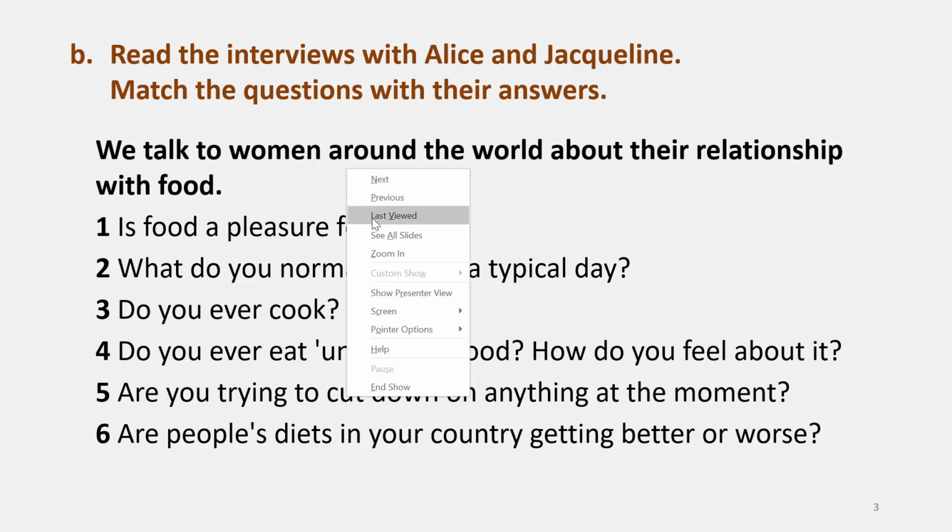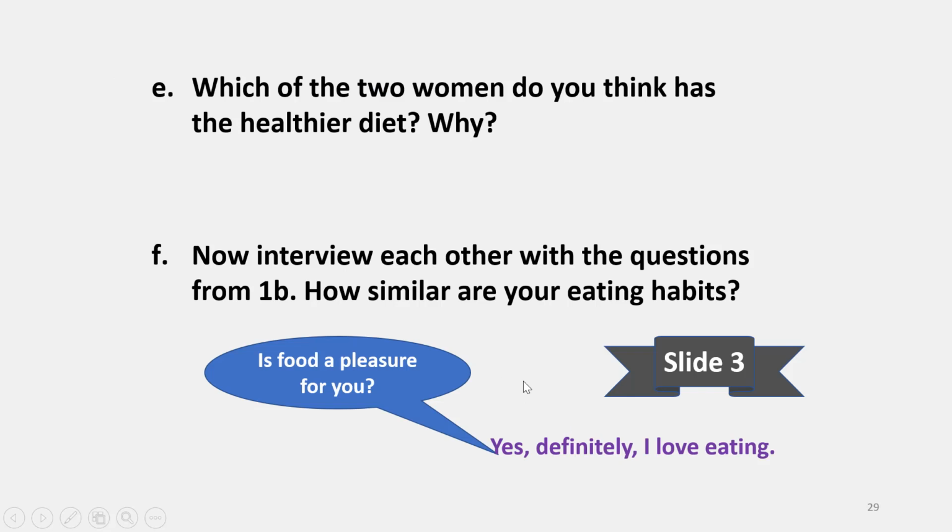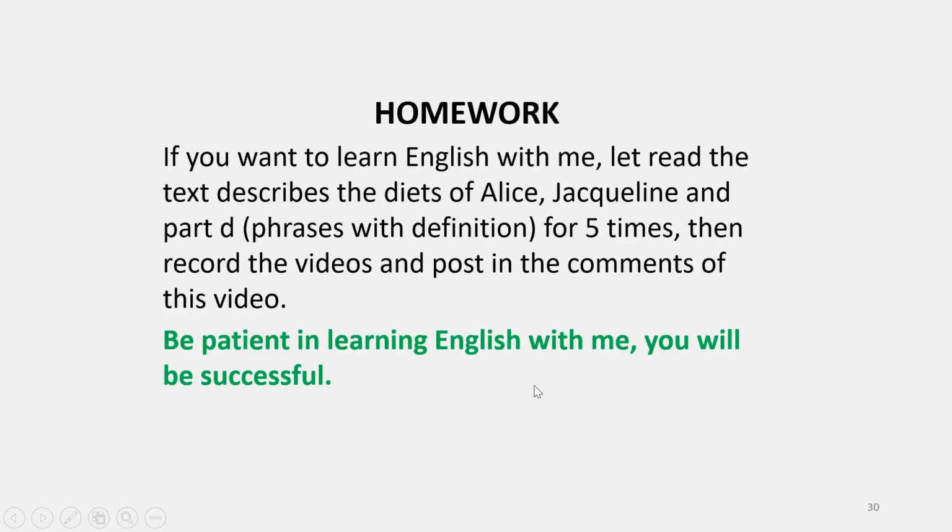Now we come back to the previous view. Okay. And for these questions, you will practice by asking your friends or partners. Now you are learning with me. If you do not have friends, you can practice by yourself. So, for the first question: if food is a pleasure for you, you say, yes, definitely, I love eating.